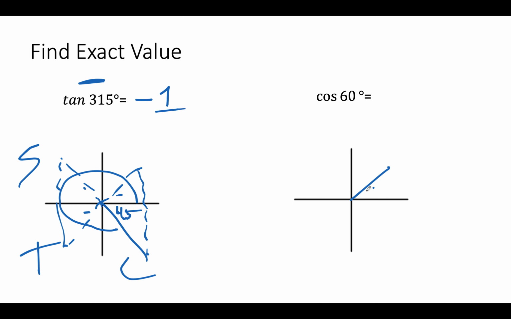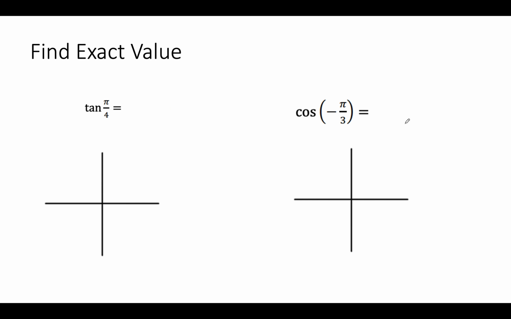Cosine of 60. Don't forget about quadrant 1. It's no big deal. The reference angle is exactly what it says it is. It's 60 degrees. And we know that cosine in quadrant 1 is positive because everything is positive. Look at your SOHCAHTOA. The cosine is equal to the adjacent over the hypotenuse. It's 1 over 2.